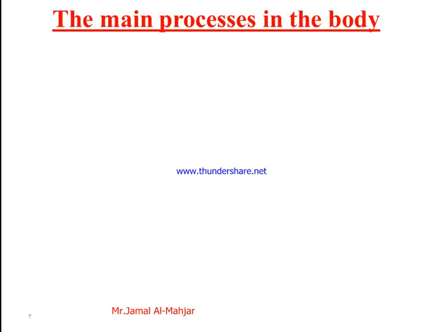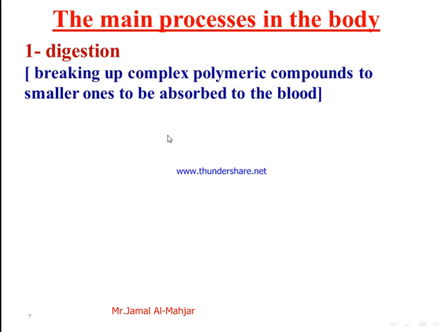What are the main processes in the body? The first process, we call it digestion. It is the breaking up of complex polymeric compounds to smaller ones to be absorbed into the blood. It means if you have a very long compound, this very long compound can be broken down into smaller ones to be absorbed into the blood. This process we call digestion.